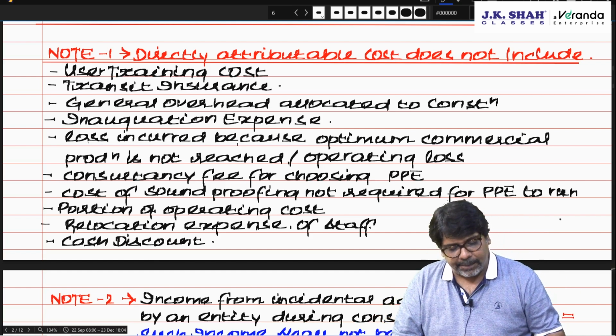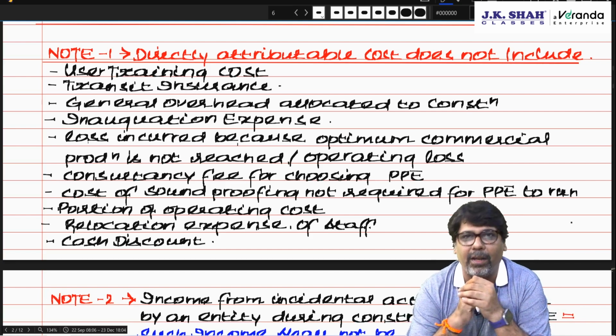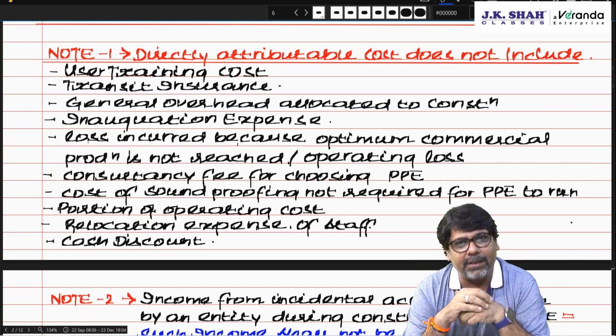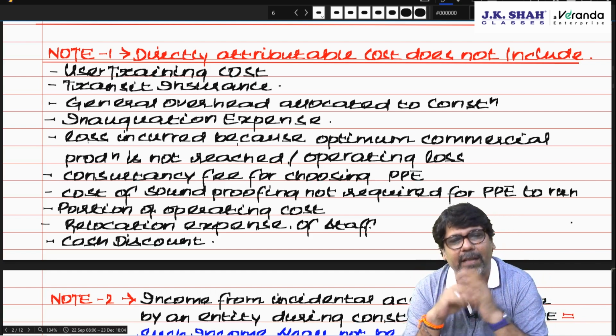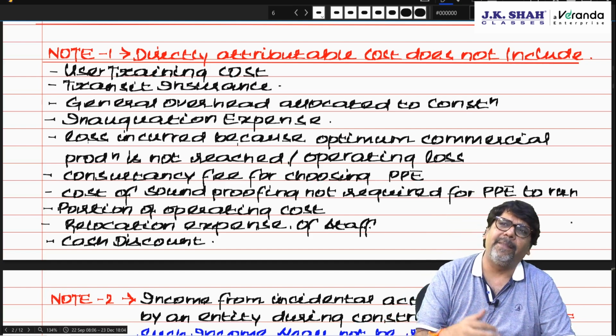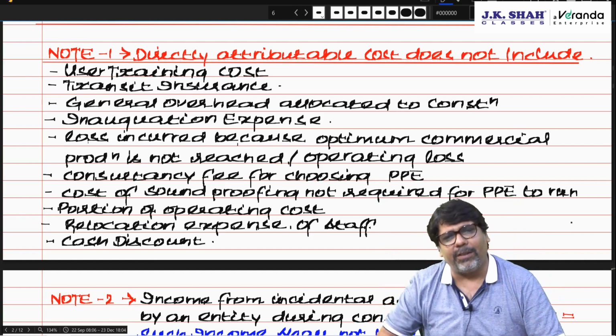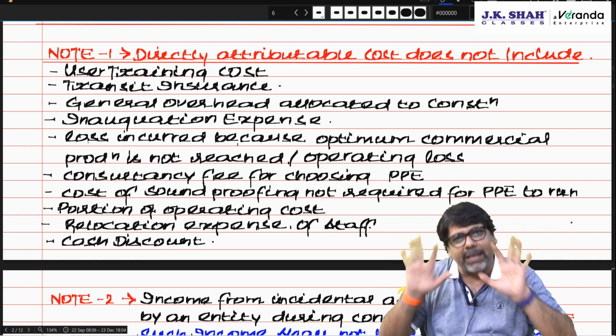Loss incurred because optimum commercial production is not reached, or operating loss. Now I have started a machine which can produce $10,000 in a year, but in the first year itself I am finding that the market has a capacity, or I can sell only $6,000. The machine can produce $10,000.